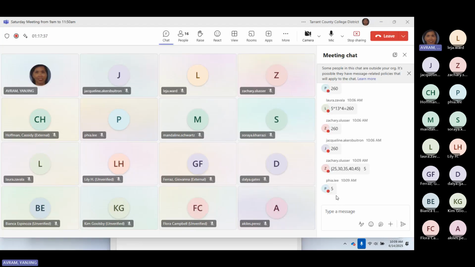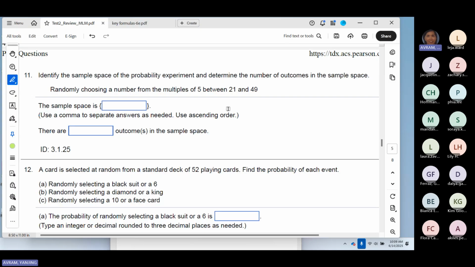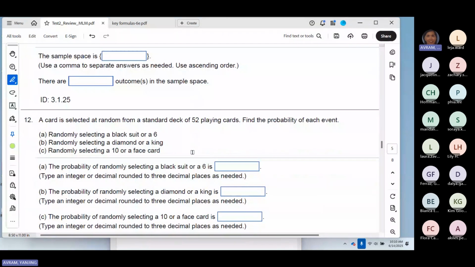Okay, all right. So we have 25, 30, 35, 40, 45. That's exactly right. And you have a 5. Yeah, so the answer here is 5. Okay, very good. That's exactly right. Because between 21 and 49, the first multiple you start with is 25, and then 30, 35, 40, 45. Those are the sample space, and that's 5 outcomes. So that's exactly right. Okay, very good.